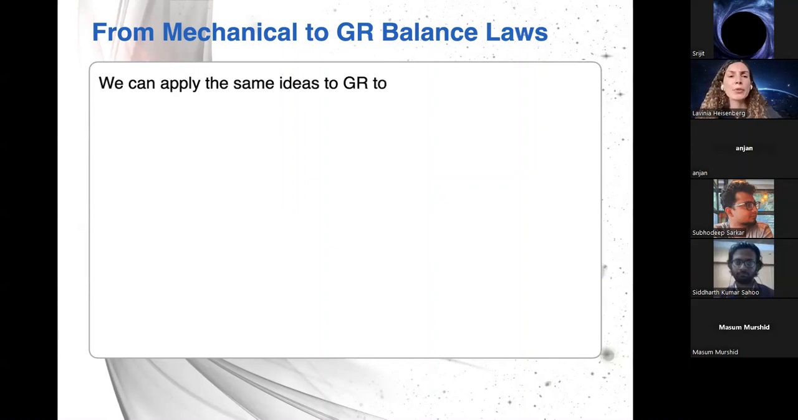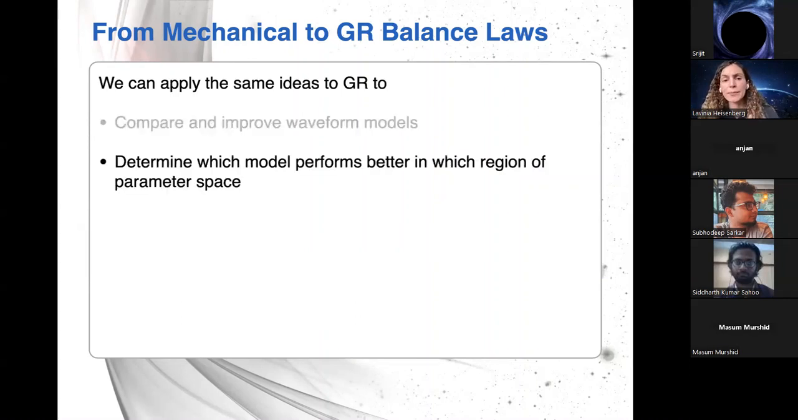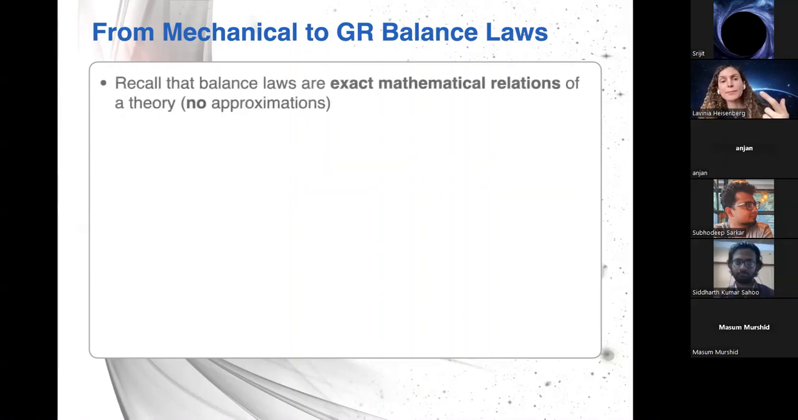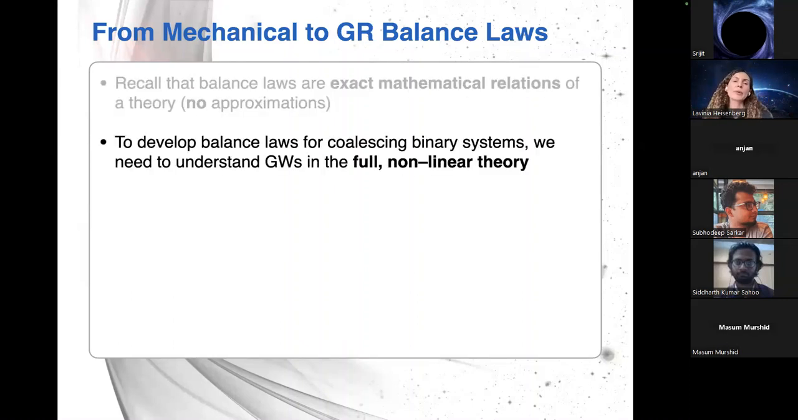Okay, so we can apply the same ideas to general relativity to compare and improve waveform models, and determine which model performs better in which region of parameter space. And in order to do that, let's remind ourselves that balance laws are really exact mathematical relations of a theory with no approximations, right? And to develop balance laws for a coalescing binary system, we need to understand gravitational waves in the full nonlinear theory, which is a highly complicated subject on its own.